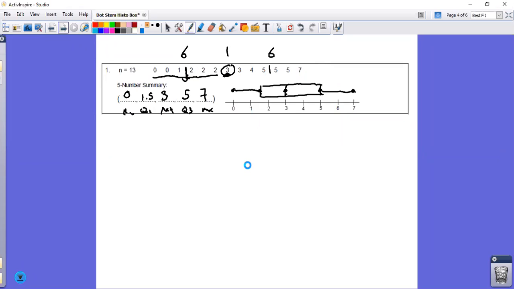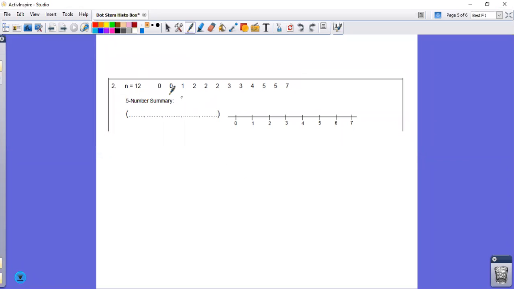Like on the next one, there are only 12 numbers. So if you have 12 numbers, you would have 6 on the bottom, 1, 2, 3, 4, 5, 6, and 6 on top. And so your median is actually right in the middle of those 2. And if you're not sure, you can always add them together and divide by 2, but 2 and 3 is 2.5.